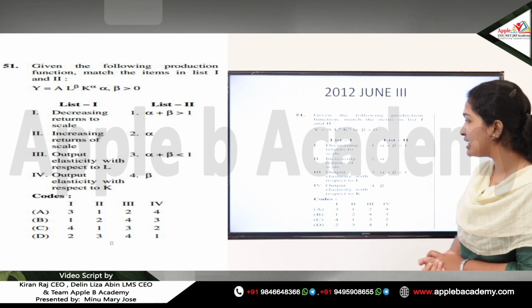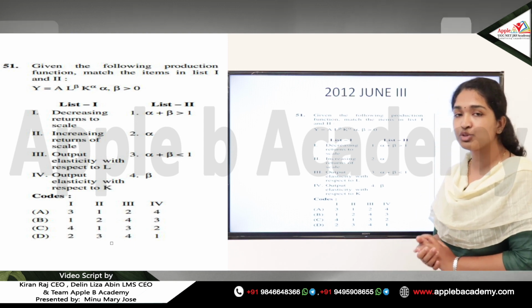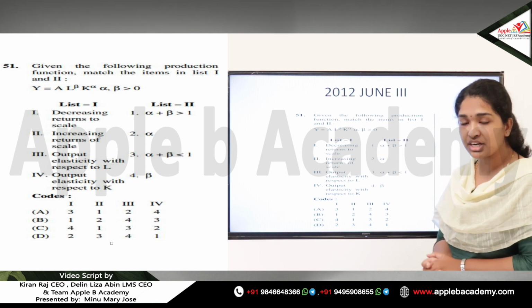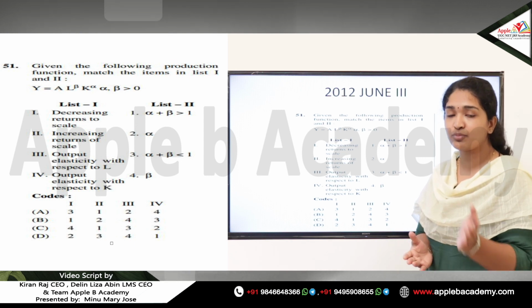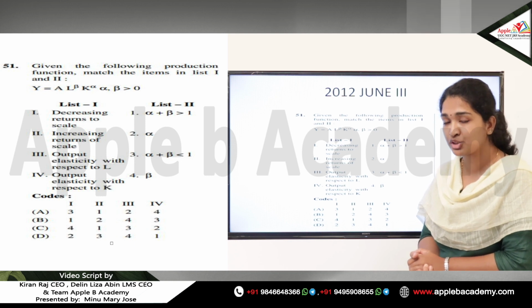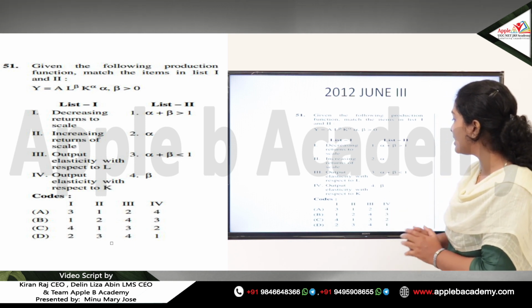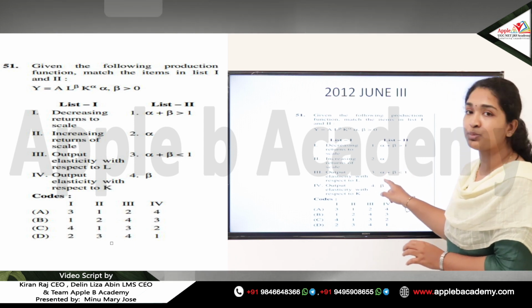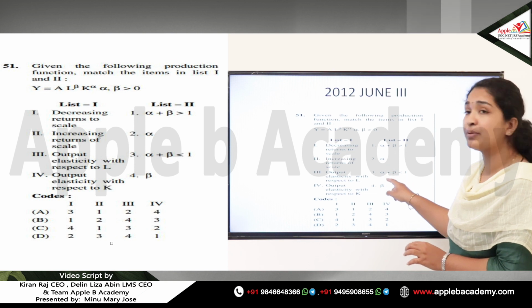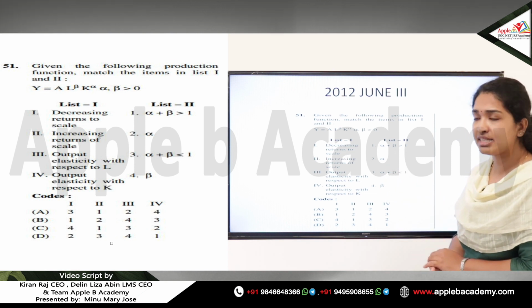So the first one is decreasing returns to scale. For decreasing returns to scale to happen, we know that the sum of the output elasticities of both capital and labor should be less than 1. So decreasing returns to scale happens when alpha plus beta is less than 1. That is, it can be matched with option 3 from list 2, that is, the sum of alpha and beta is less than 1.